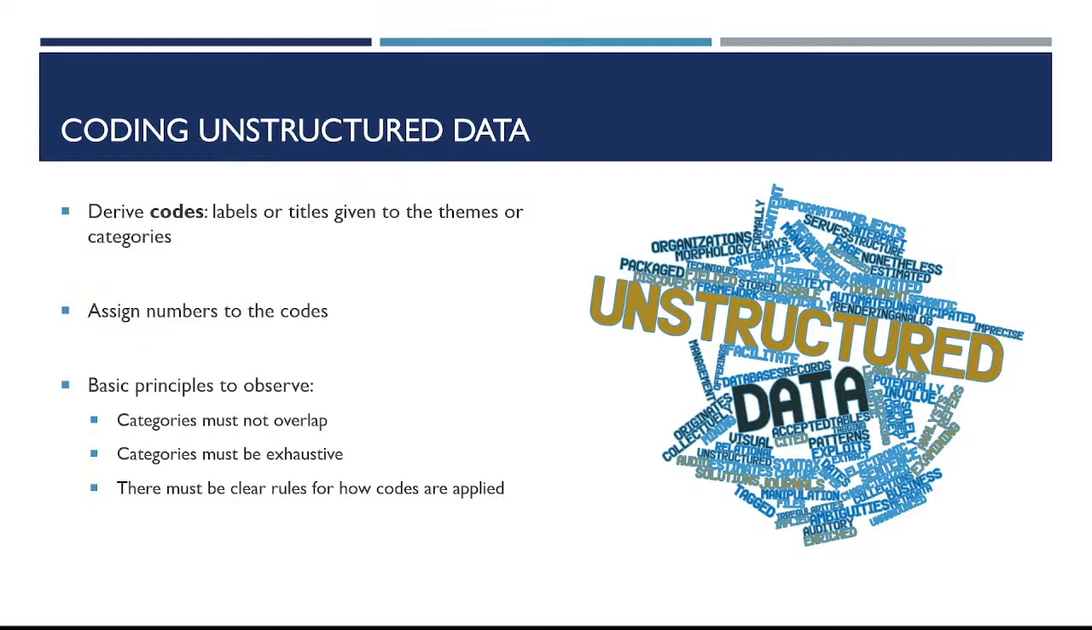Those are basic principles, and we'll see this again when we talk about qualitative data. The categories can't overlap, right? So you should have mutually exclusive categories. The categories also have to be exhaustive, so all of your responses have to be categorized in some way by your codes. There can't be a case that's just left out. And generally, especially when you have multiple people working with data, you want clear rules for how codes are applied, so what kind of statements are going to fall into this category or that category.